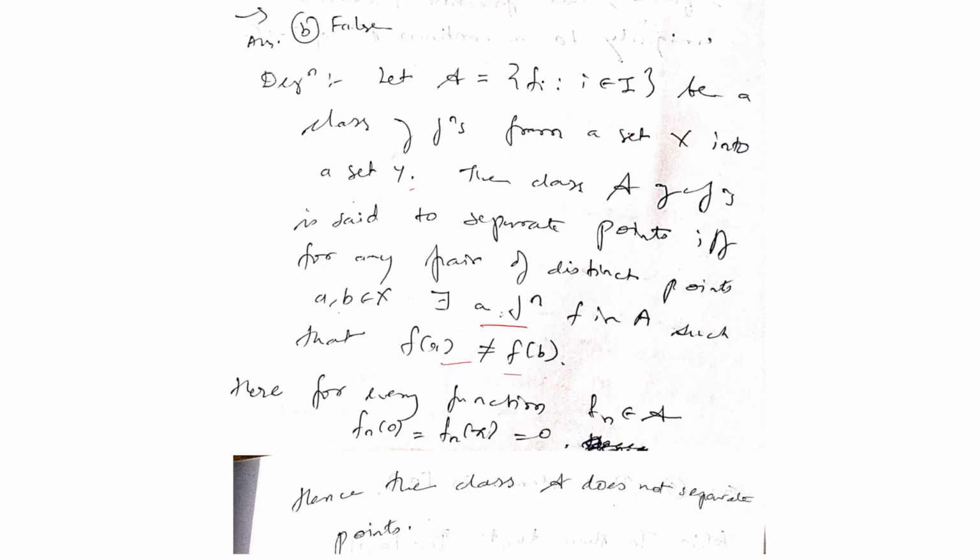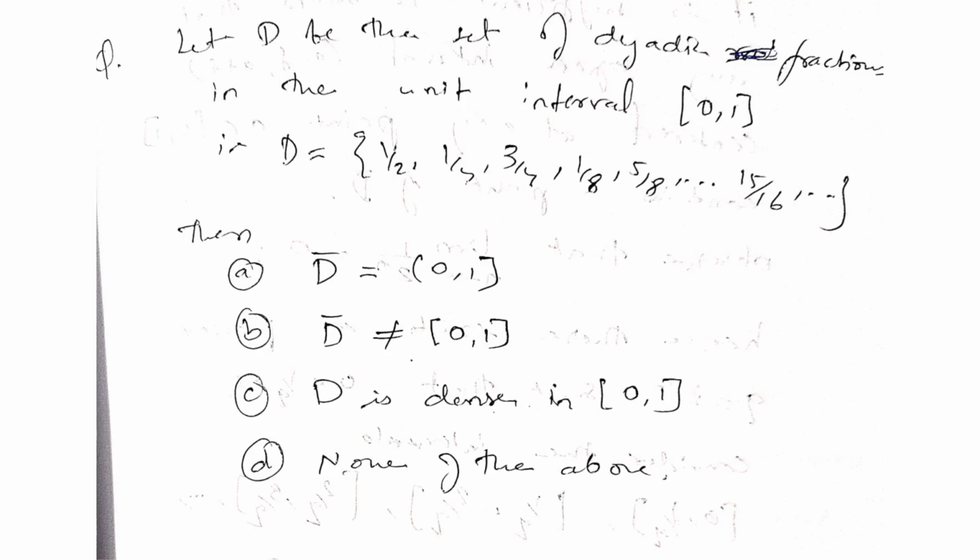Now let's move to the next question. Let D be the set of dyadic fractions in the unit interval [0, 1]. That is, D is equal to, so I hope you know about the dyadic fractions, it will be of kind 1/2, 1/4, 3/4, 1/8, 5/8, like this. So your options are: D closure will be open at 0, closed at 1; D closure will not be equal to [0, 1]; or D is dense in [0, 1]; or none of the above.